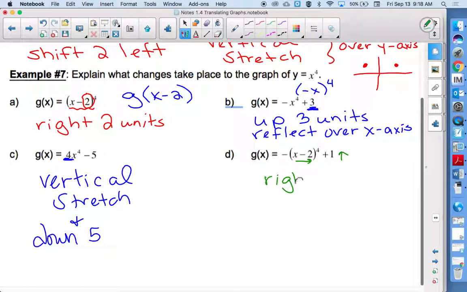Inside moves it right because it's with x. The outside moves it up. And then the negative sign that's outside flips it over the x-axis.